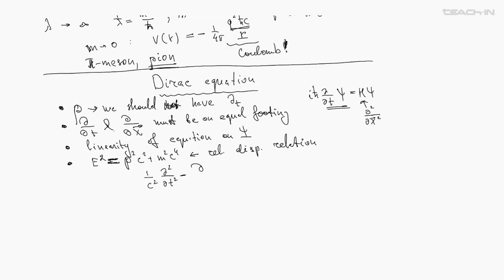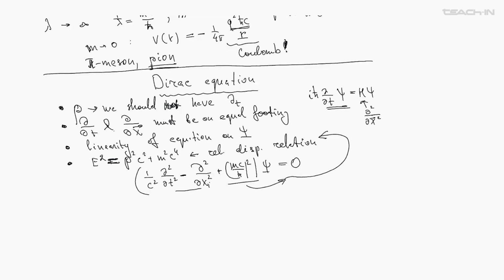Plus mc over h bar squared, if you write it explicitly, acting on psi must be equal to 0, because this equation then produces for us this relativistic dispersion relation that we have seen exactly for the case of a scalar field. When we take psi, write it in terms of Fourier, plug it into this equation, the solution of this equation is exactly equivalent to this dispersion relation here.